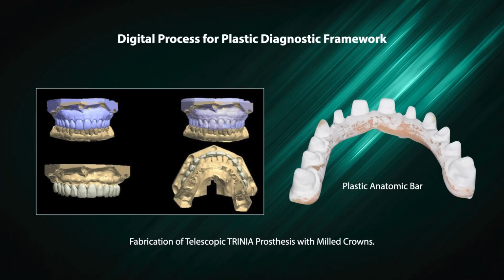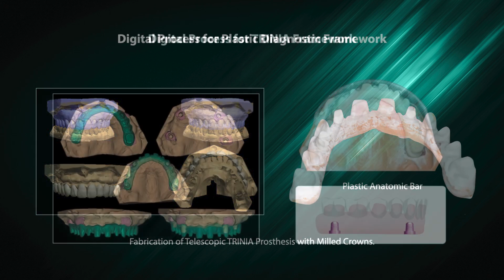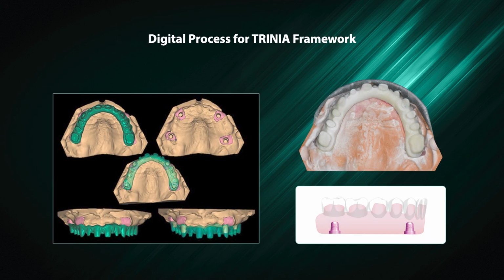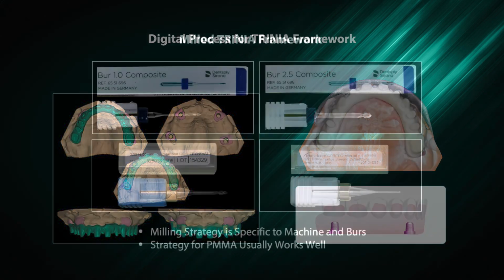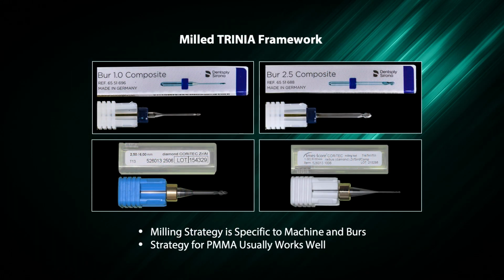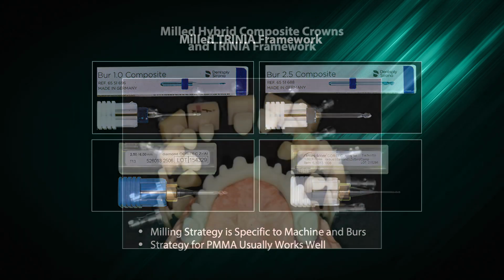Digital process for plastic diagnostic framework. Fabrication of telescopic TRINIA prosthesis with milled crowns. Digital process for TRINIA framework. Milled TRINIA framework. Milling strategy is specific to machine and burrs. Strategy for PMMA usually works well.